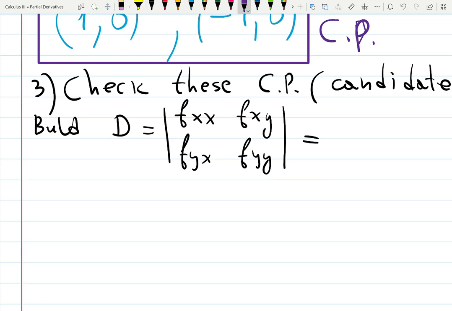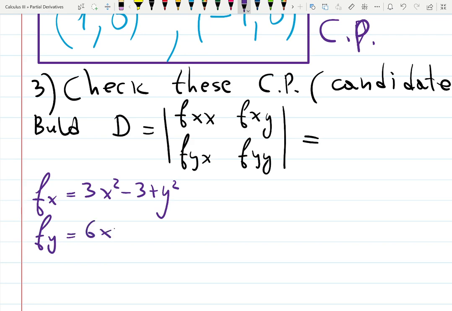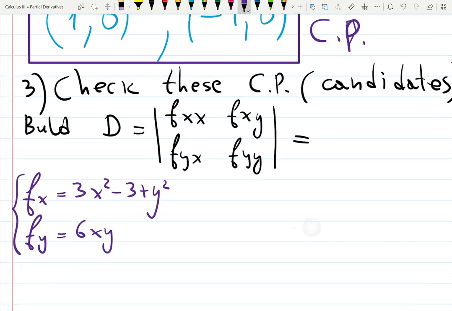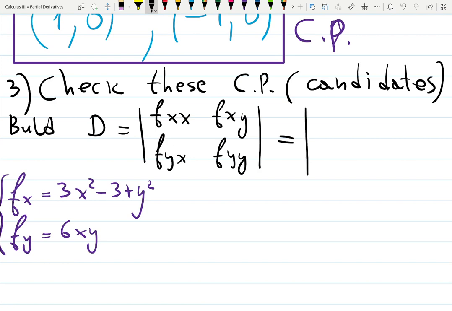Okay, let's do it visually here. We had f sub x was 3x squared minus 3 plus y squared, and f sub y was 6xy. Now you can build it right away. You don't have to do the whole list like we did in the previous homework. Fxx means look at the f sub x and differentiate one more time with respect to x. It will give me 6x. Done. Look at the same line, but now differentiate it with respect to y. It will give me 2y.